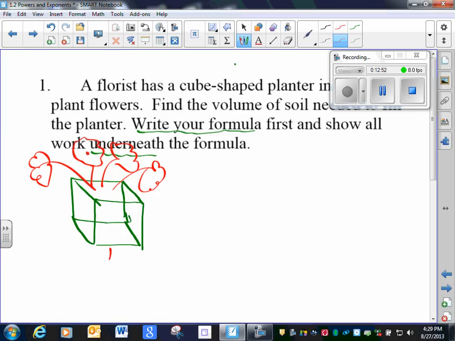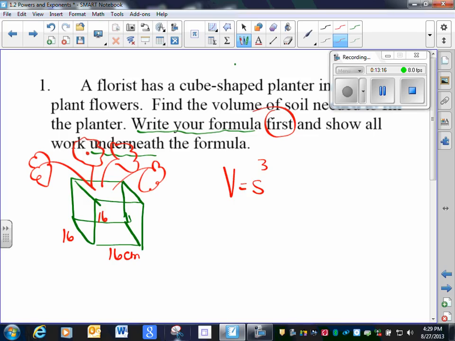I need to tell you that the length and the width and the height are all 16 centimeters. Without that information, you wouldn't be able to find the volume. So the first thing it says, write your formula first. All right, I think I will. Volume is equal to S cubed. And show all the work. The next thing we're going to do is plug in for S.